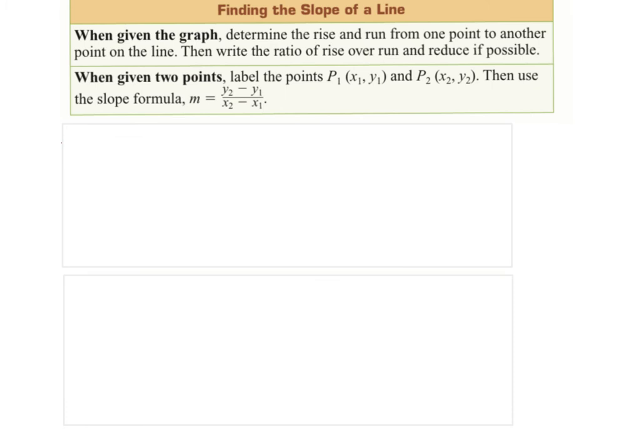Look, they actually give you some keys to finding the slope. When given the graph, determine the rise and run from point to point. When you're given 2 points, you want to label them 1 group, 2 group, whichever label you want there. Then use your formula. Subtract your y's over subtract your x's. So depending on what you've been given, you may do it 2 different ways, okay?